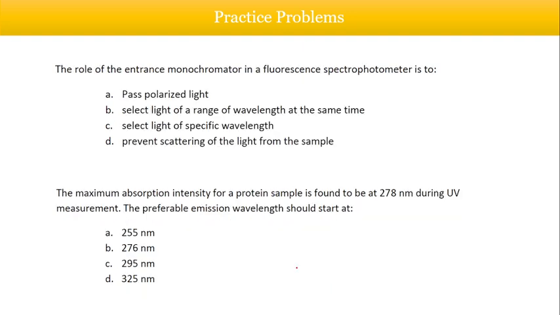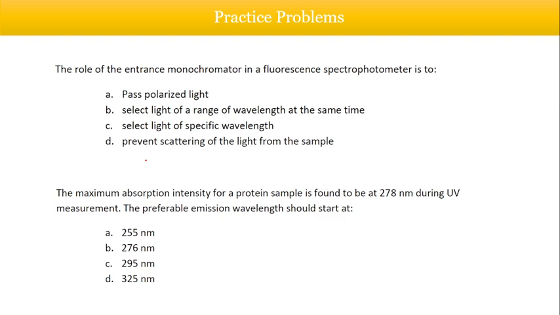Now coming to the next question, the role of the entrance monochromator in the fluorescence spectrometer. The entrance monochromator is actually used for selecting a specific wavelength, that is what we call the excitation wavelength. So your entrance monochromator selects your excitation wavelength which will pass through the sample.